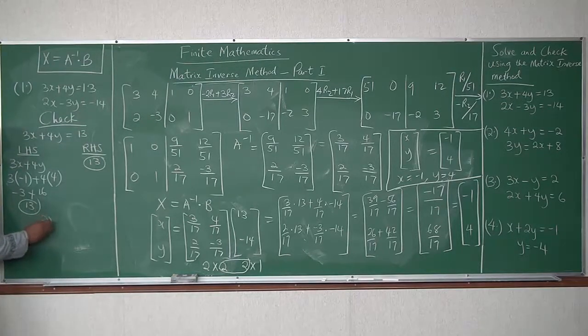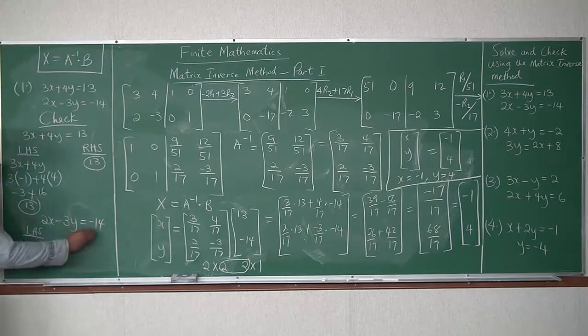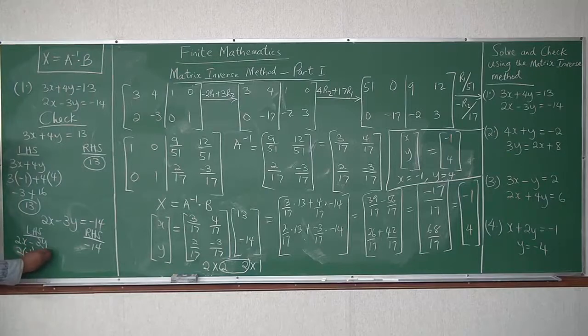This is 2x minus 3y equal to negative 14. Left-hand side, right-hand side. Right-hand side is negative 14. Left-hand is 2x minus 3y. So we have 2 times negative 1 minus 3 times 4. So this is negative 2 minus 12, which is negative 14. Negative 14 on the left, negative 14 on the right.